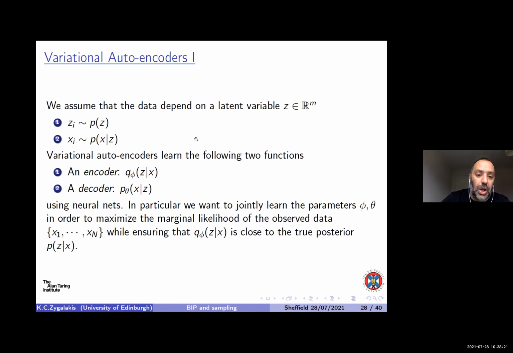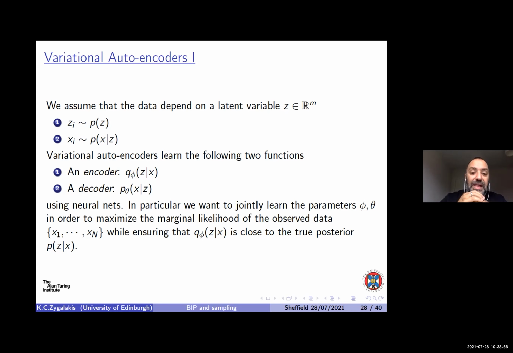So what the variational autoencoders are doing, they're trying to learn two functions, okay? An encoder, which is like a function in principle that takes you from X to Z. So if you have X, what was the Z that gave rise to this X, and they try to do that in a probabilistic way, okay? So we assume that there's a probability distribution there, and a decoder that tells you, given Z, what X you are getting. And these functions are expressed as neural networks, okay?